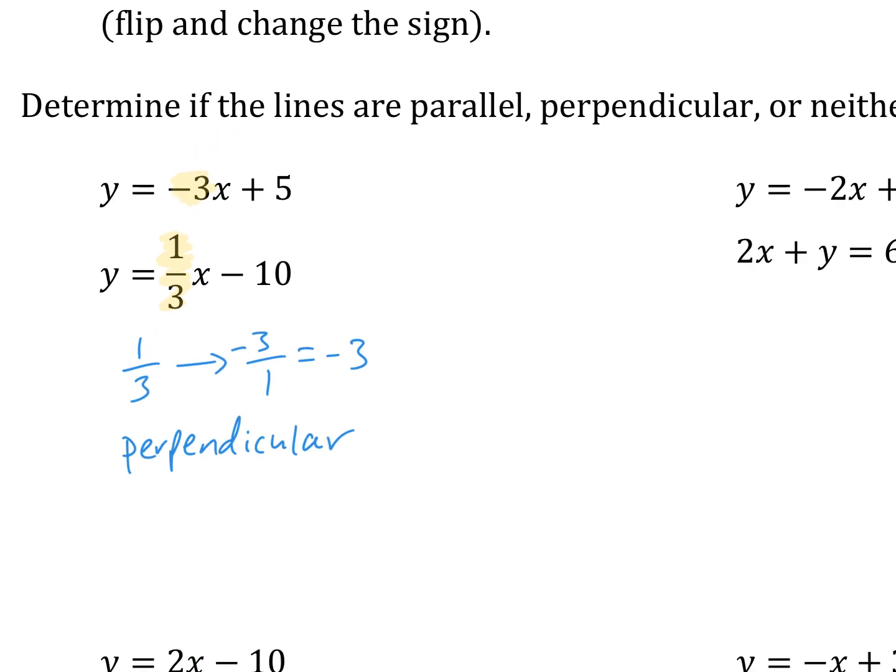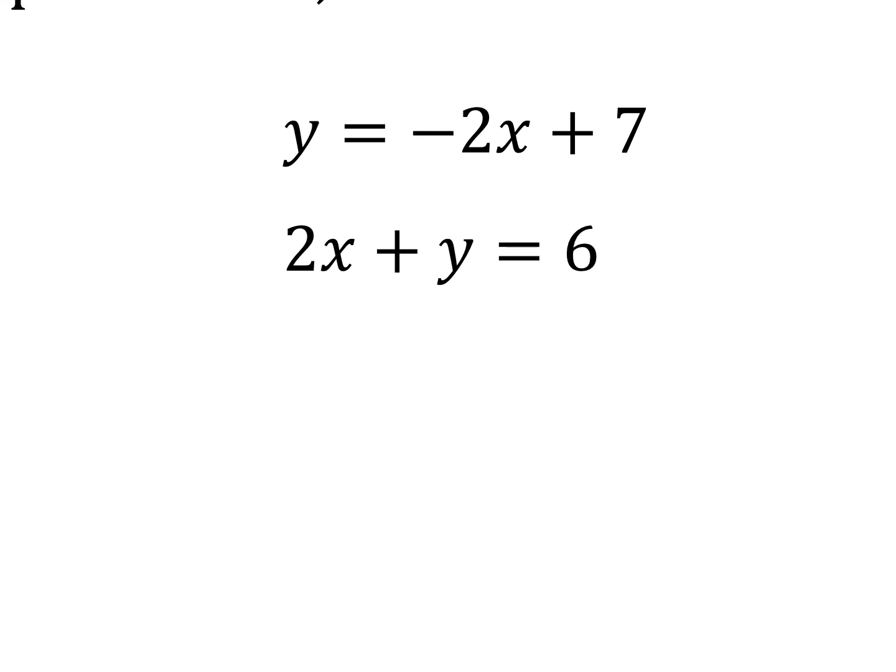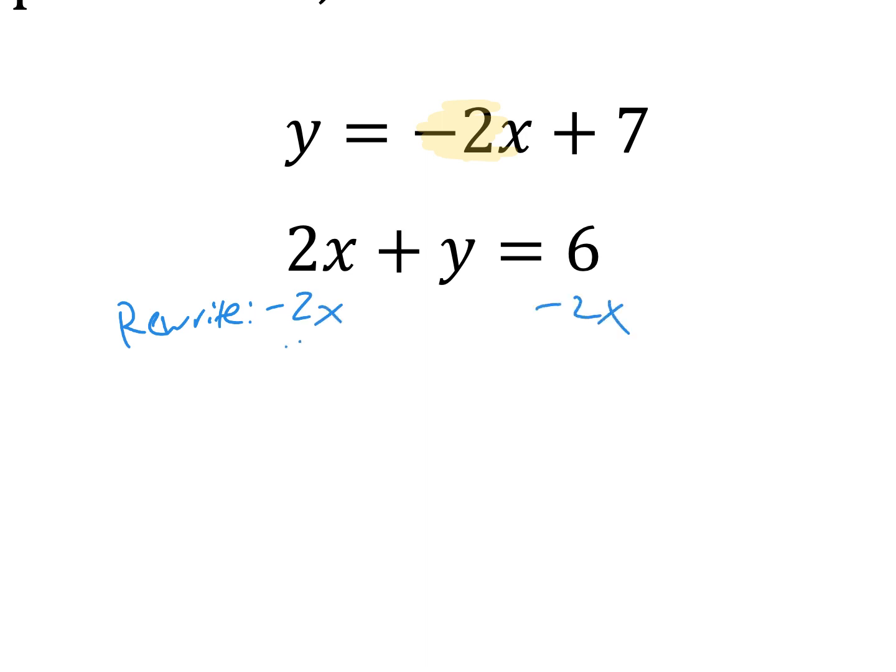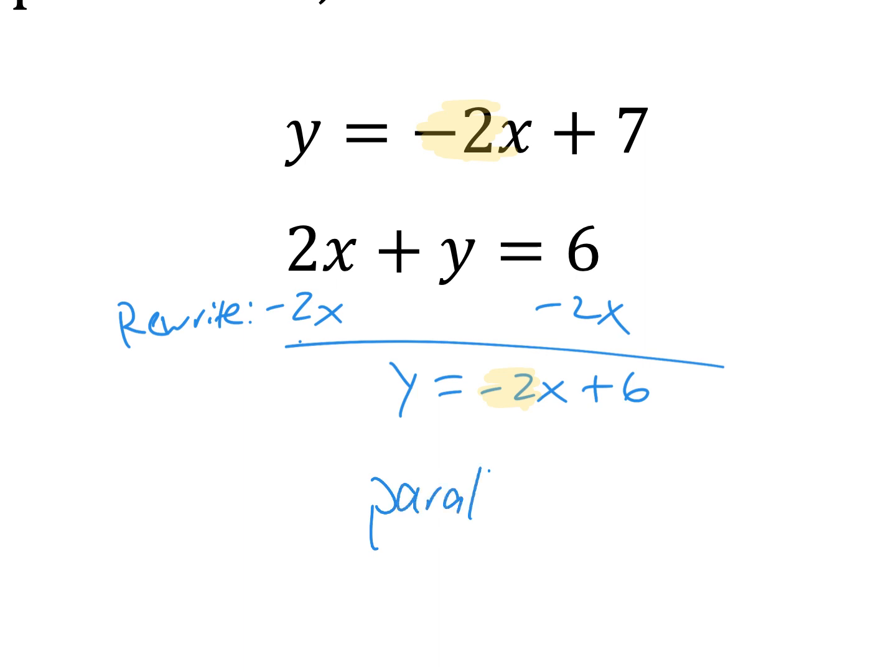Okay, let's look at this next example. Now this one, we have one equation written in slope-intercept form, so we know that our slope of this one is negative 2. But we don't know the slope of this other line. Okay, so we have to rewrite this equation into slope-intercept form. All right, in order to do that, we're going to subtract the 2x from both sides. And we're going to end up with y equals negative 2x plus 6. And now we can figure out that the slope of this line is also negative 2, so these lines are parallel.